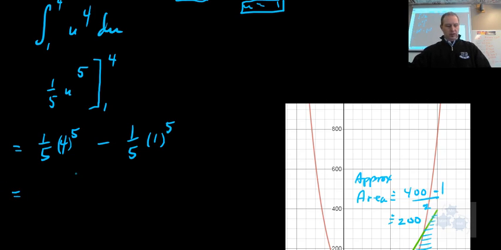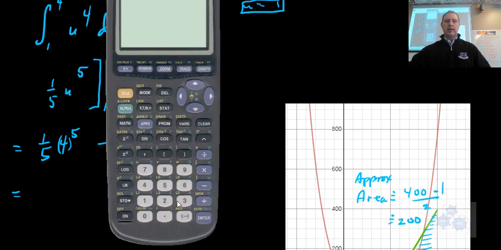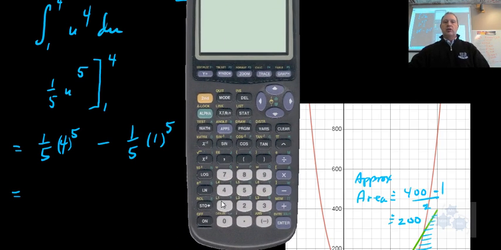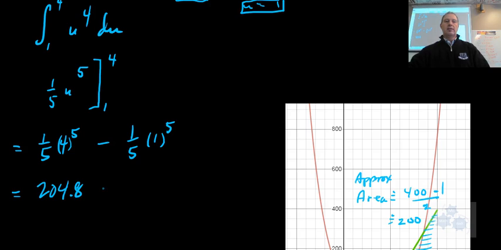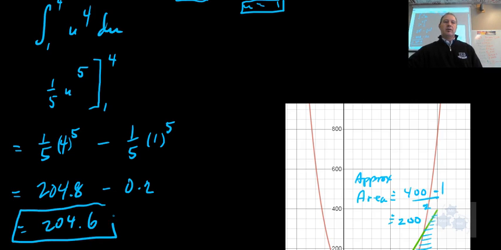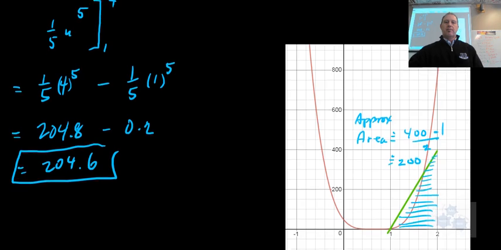And so if we do that, well, I can do that on my calculator too. Okay? So 4 to the power of 5 is 1024, divided by 5 is 204.8, and 1/5 is 0.2. Right? So 1 to the power of 5 is just 1. So 1/5. So this is 204.6. And that would be our value for our definite integral.